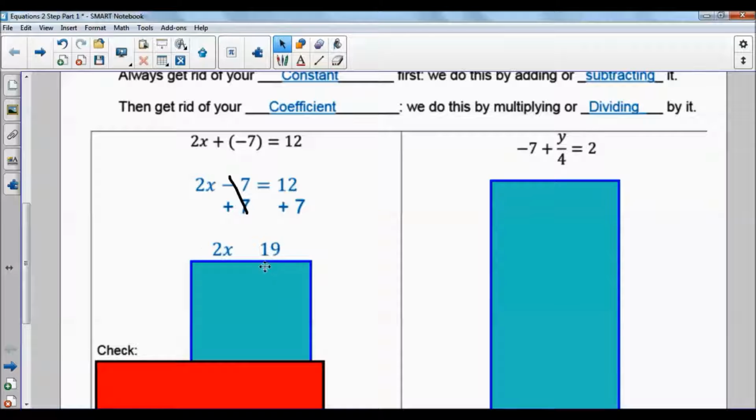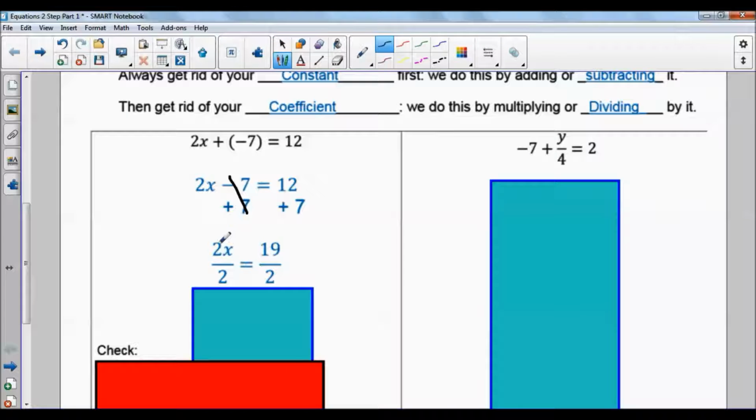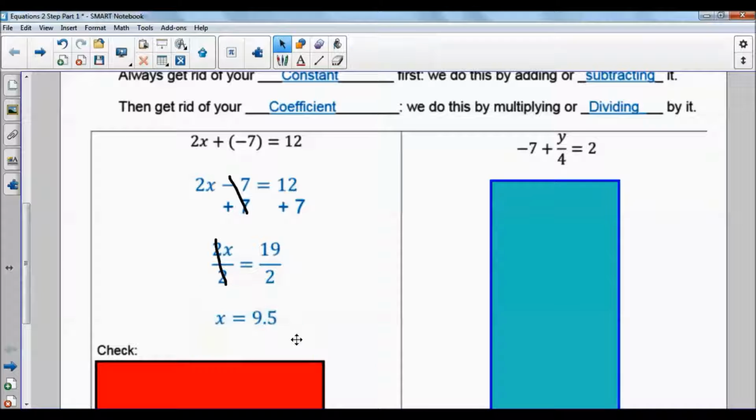Now we just have a one-step equation, right? It's what we already knew how to do. We have 2x equals 19. To get rid of the 2, we need to undo it. So 2 is being multiplied by x, so we're going to divide by 2 on both sides. When we divide by 2, the 2 cancels out, and we have x is equal to 19 divided by 2, which gives us 9.5.